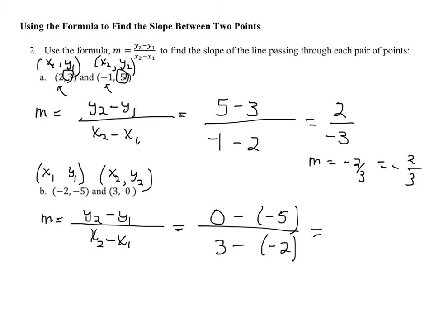Well, 0 subtract negative 5 is 5. 3 subtract negative 2 is a positive 2, so this is 5 over 5, which is 1. So the slope of this line is equal to 1.